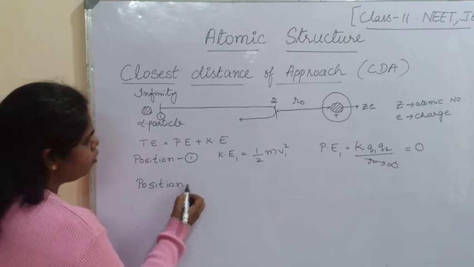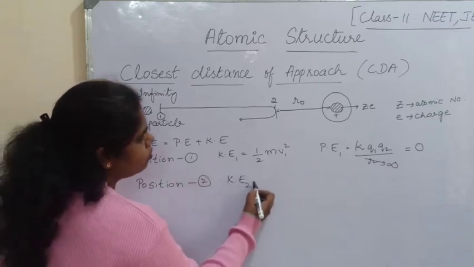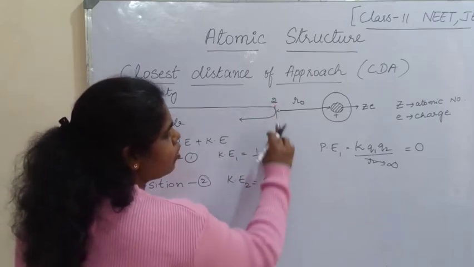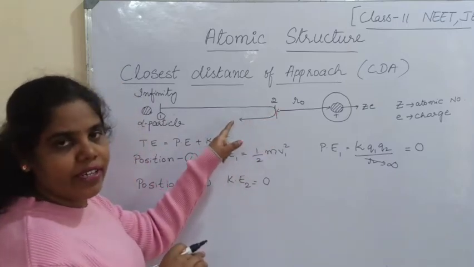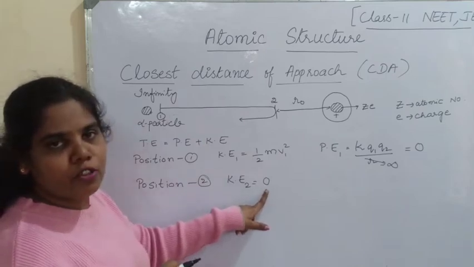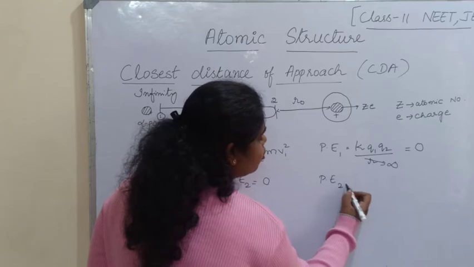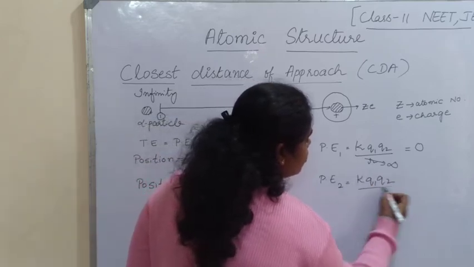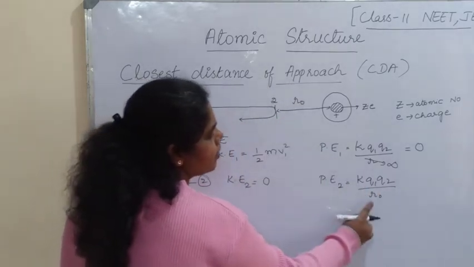So position 2, kinetic energy KE2. At position 2, kinetic energy becomes 0. Why? Because it will stop here. It will stop and then it will deviate. So when it is stopping, its kinetic energy becomes equal to 0. Then potential energy PE2 becomes equal to K Q1 Q2 by R0. So here the distance will be R0.